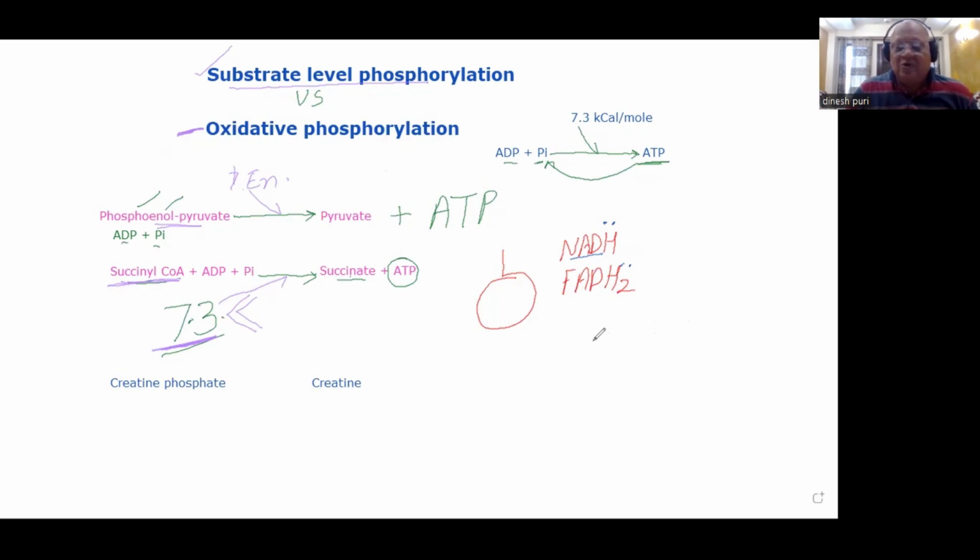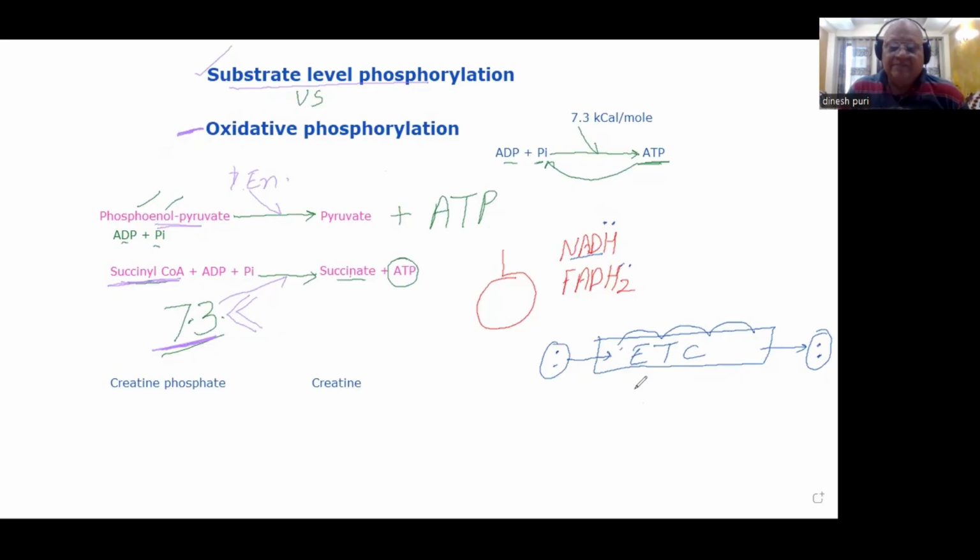NADH is capable of donating its pair of reducing equivalents to the electron transport chain. All of you are very well aware of this electron transport chain. And these electrons, when they enter the electron transport chain from NADH, they are energy rich. Energy content is very high. And as they travel down the electron transport chain in a stepwise fashion from one carrier to another, they release their energy. And finally, when they emerge from electron transport chain, they have lost most of their energy.